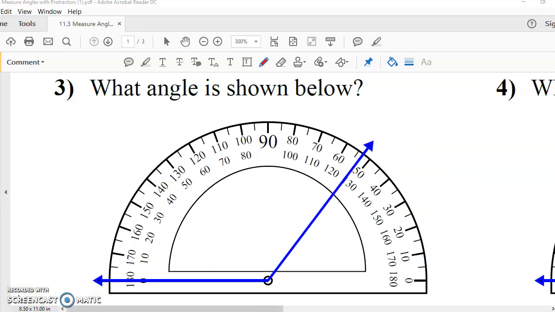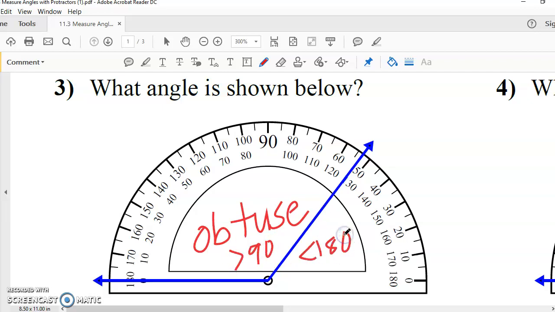Okay, I think maybe we should do one more just to be sure. This one I'll go a little slower and pause for a second so you can come up with the answer before I give it away. Here we have another angle and it's nice and open. So this is definitely an obtuse angle, so I'm going to write obtuse. That means it's going to be greater than 90 degrees, less than 180.